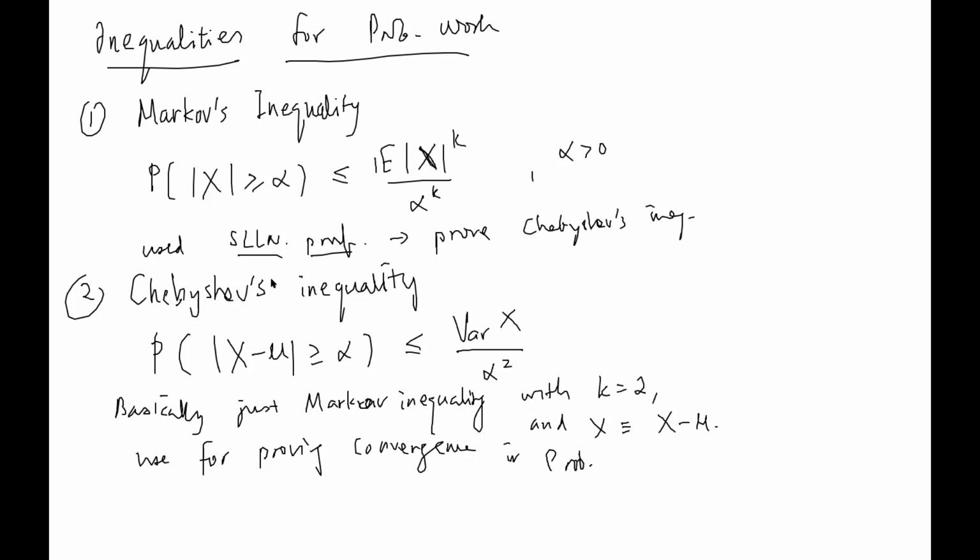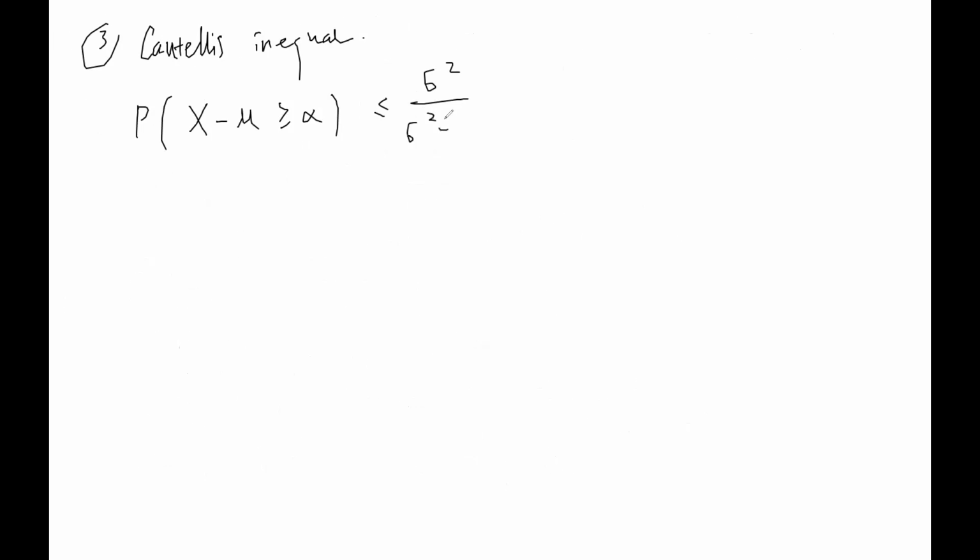All right. And then there's another inequality, Cantelli's. Okay, Cantelli's inequality. There are two forms. This is the one-sided Cantelli. And the other is the two-sided. The two-sided, basically you add the absolute value and then you add a 2.